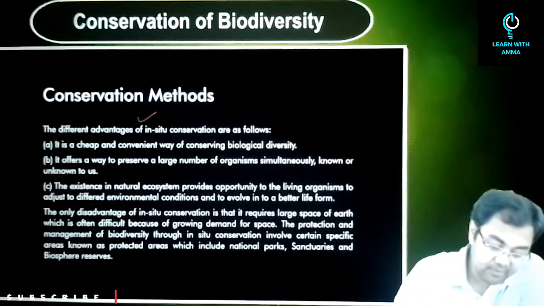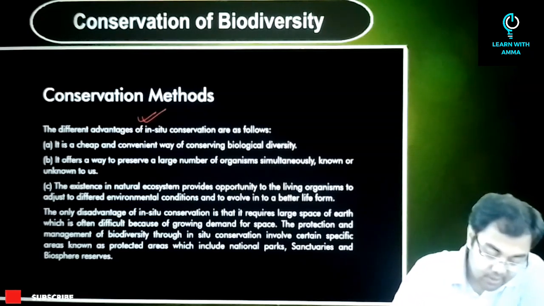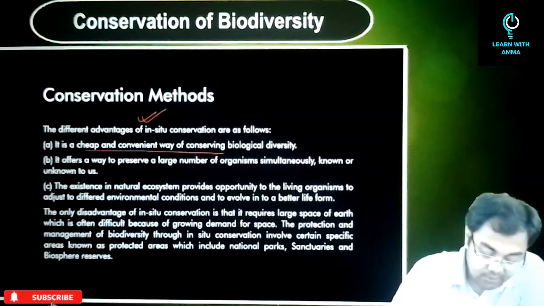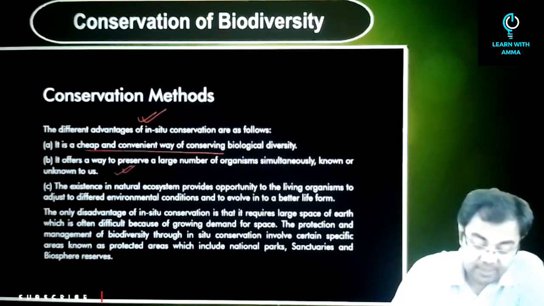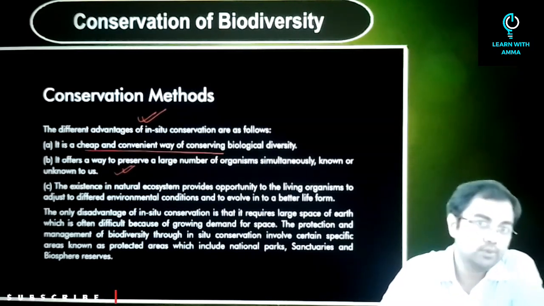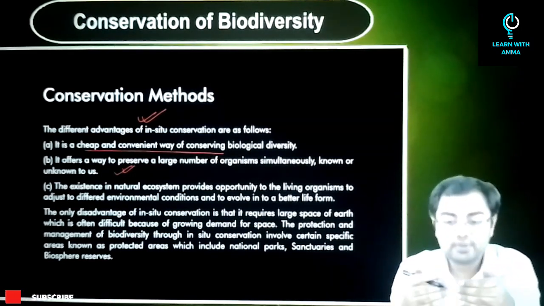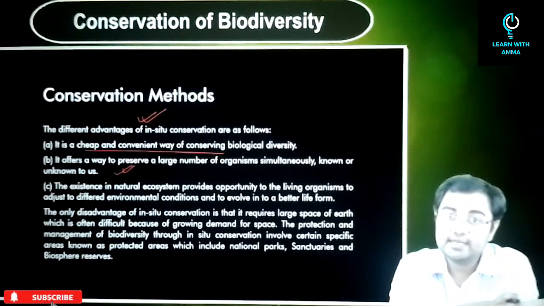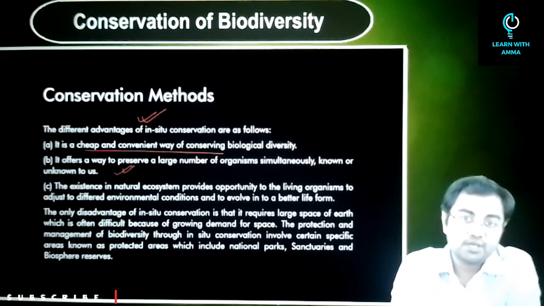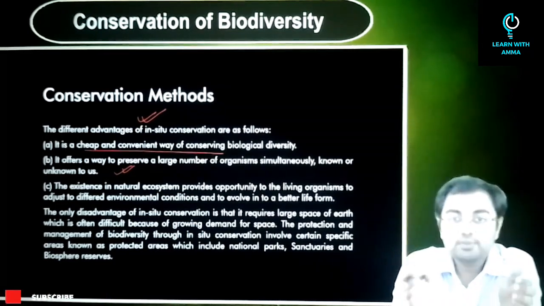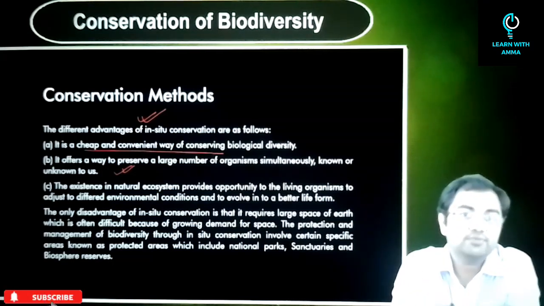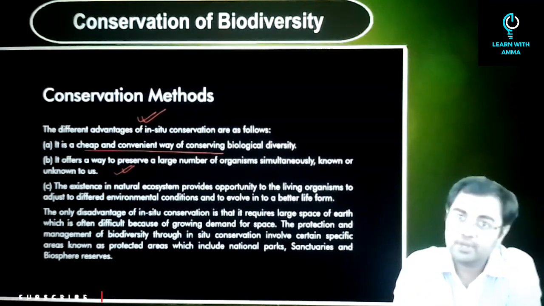If we look at the advantages of in situ conservation, first of all, it is a cheap and convenient way of conserving biological diversity. It offers a way to preserve a large number of organisms simultaneously, which are known or unknown to us. When you make any effort of in situ conservation, for example, we discussed tigers, whenever a tiger reserve is made, it also helps other species to survive in that location, because that will now be a protected area. All the other organisms which thrive in that area will also find a suitable habitat.